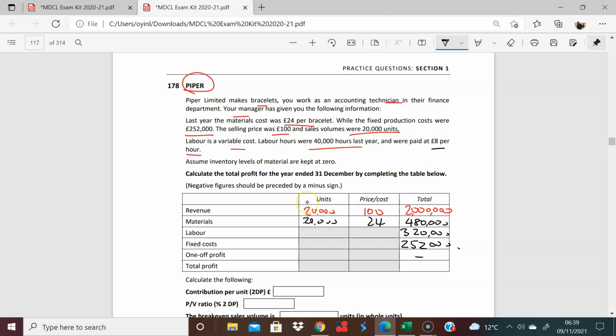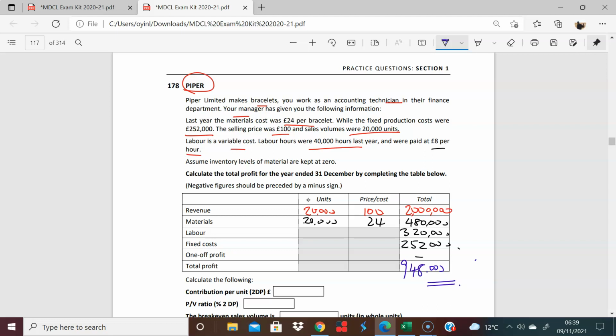So therefore, my total profit at the moment is the 2 million minus the 480,000 minus the 320,000 minus the 252,000. That gives me 948,000. Yeah, that's it. And we're done.